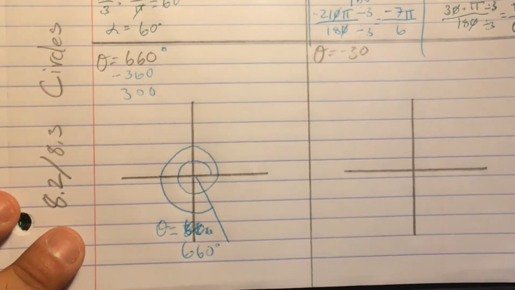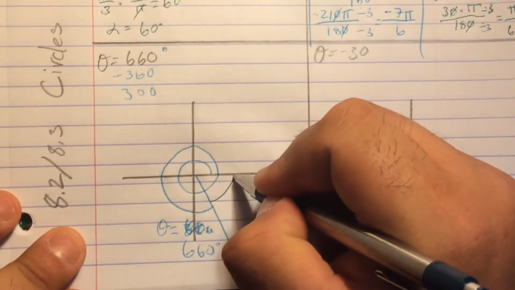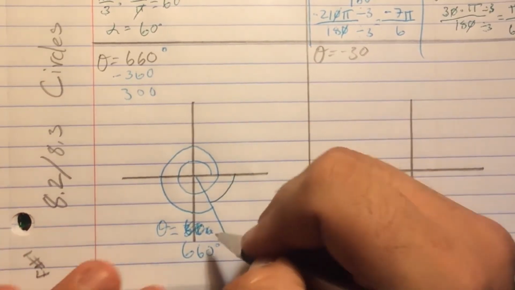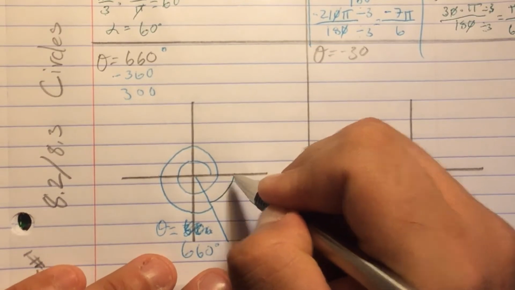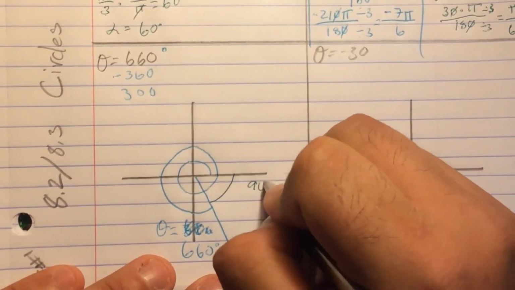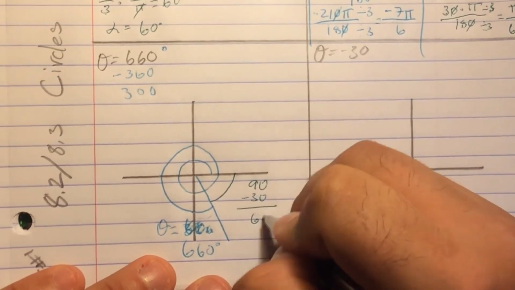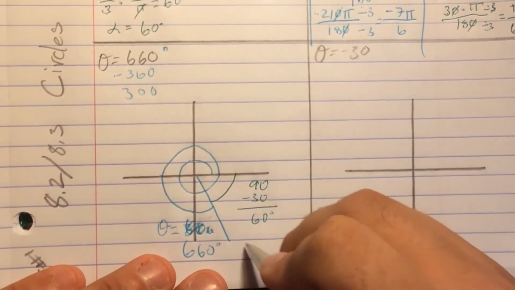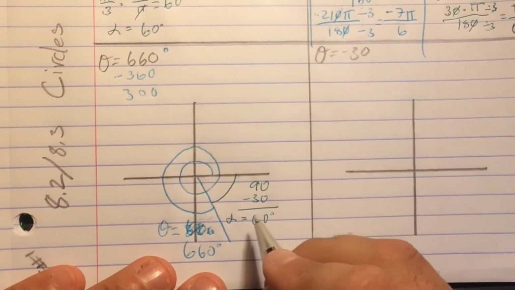Okay, so now we're going to find our alpha. We see that here. We know that this was an extra 30 degrees here, and this is 90 total. So we're going to take 90 and subtract the 30 that we have here and get 60 degrees. So our alpha is going to equal 60 degrees.